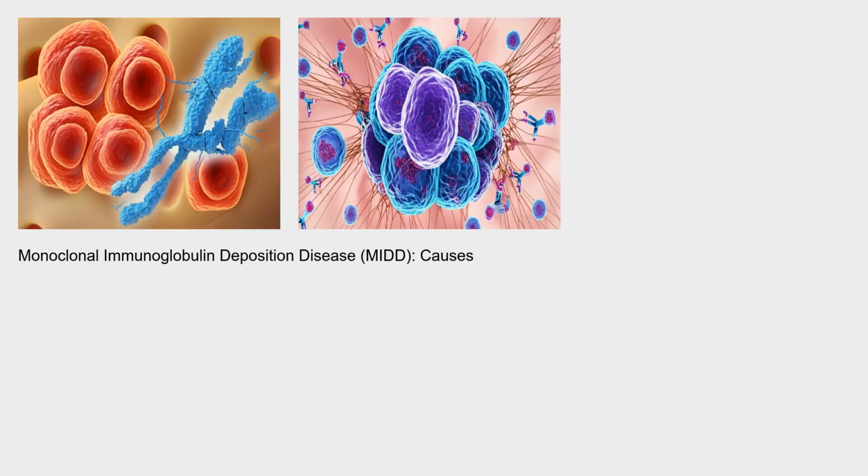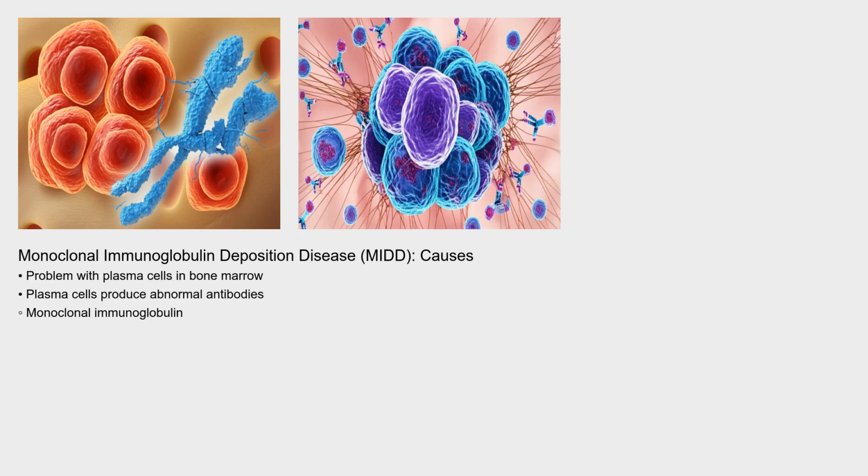So, what exactly causes MID? At its core, MID stems from a problem with plasma cells in the bone marrow. These cells, which normally produce a variety of antibodies to fight infection, start churning out a single type of abnormal antibody, called a monoclonal immunoglobulin. This monoclonal protein isn't fully functional and tends to clump together, leading to deposits in various tissues, especially the kidneys.